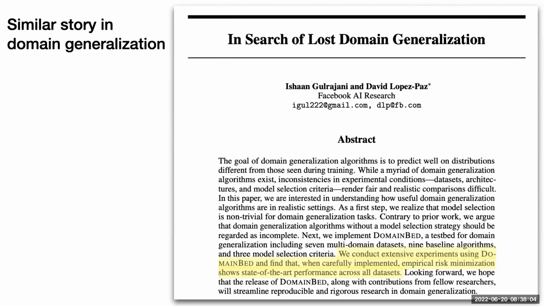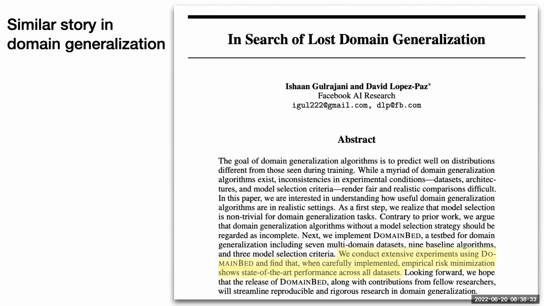So there's one very nice paper called In Search of Lost Domain Generalization. I'm just quoting from the abstract: they conduct extensive experiments using DomainBed and find that when carefully implemented, empirical risk minimization shows state-of-the-art performance across all data sets. So this is similar to what we've seen also on the natural distribution shifts, which is the closest thing to their setting: standard empirical risk minimization is actually a very hard baseline to beat.